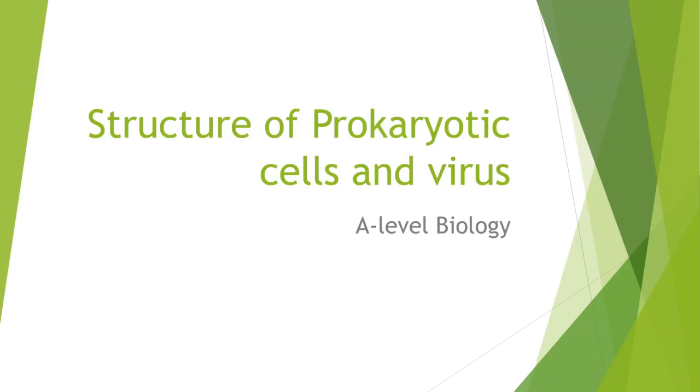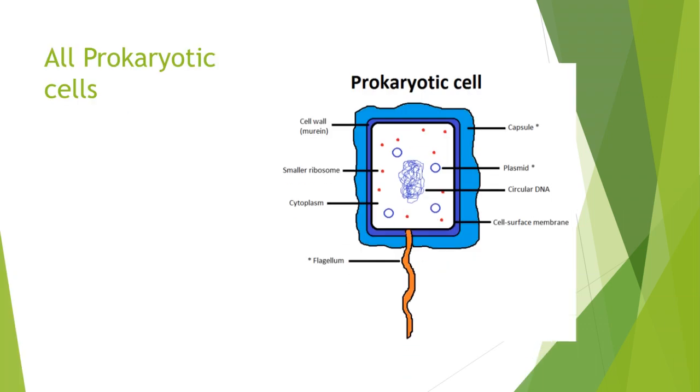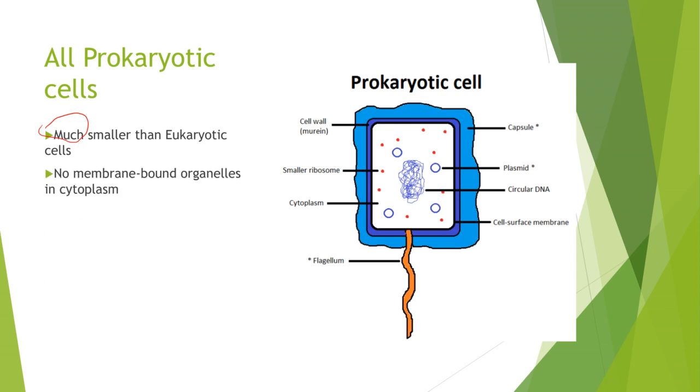In this video, I will be covering the structure of prokaryotic cells and viruses, a topic of the A-level biology curriculum. So let's begin. All prokaryotic cells are much smaller than eukaryotic cells. Just remember that they're not just small, they are much smaller. And they have no membrane-bound organelles in their cytoplasm. For example, eukaryotic cells might have mitochondria or chloroplasts, which have membranes. The prokaryotic cells do not have anything which contains a membrane.